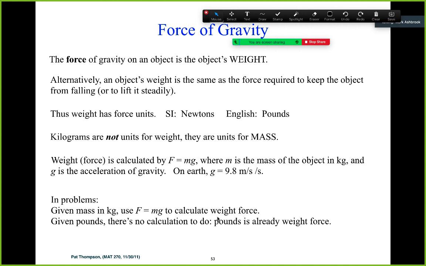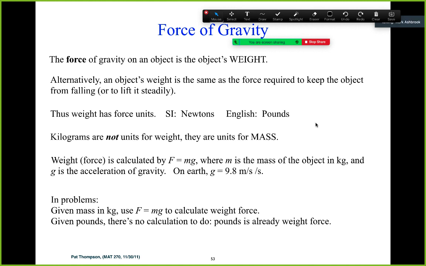So one more time, there's only one unit of measure for force in the metric system, and that's newtons. And there's only one measure of force in the English system, and that's pounds. And so newtons and pounds are our two force units. And so if we're talking about weight, weight is a force, you're going to use those units for weight.